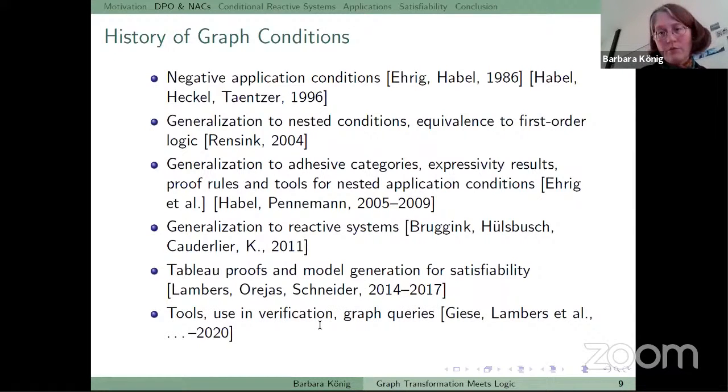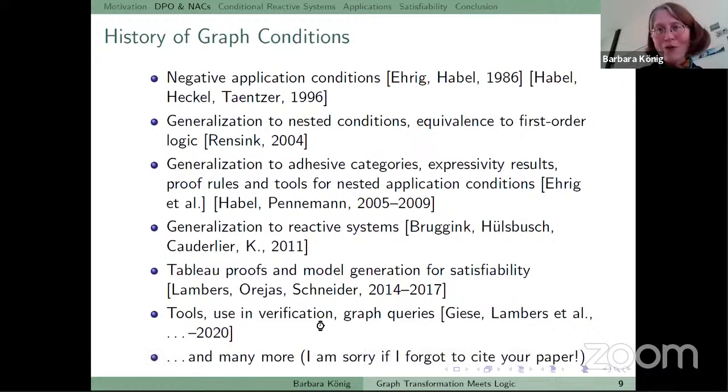And then, of course, Holger Giese and Lynn and all other people in the group in Potsdam are working on tools using verification and graph queries. And now, of course, I forgot quite a few papers, I guess. So I'm sorry if I forgot your paper, but please send me a link. And I'm aware that there are many more publications.